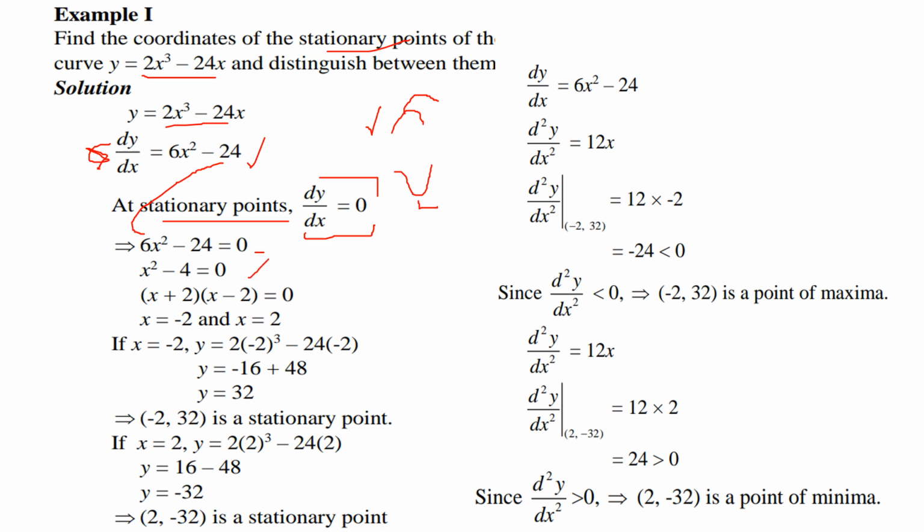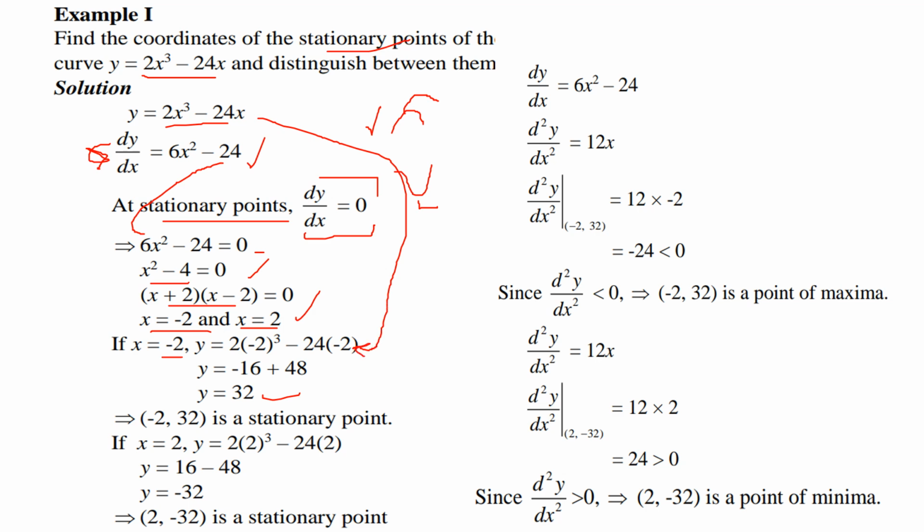Remember that this is a difference of squares. So x squared minus 4 is the same as x plus 2 times x minus 2. That means that either x is equal to negative 2 or x is equal to 2. Since we have two values of x, we are also required to find the corresponding values of y. When x is equal to negative 2, y is going to be equal to 32, if we substitute in the expression for y that we had in the first place.